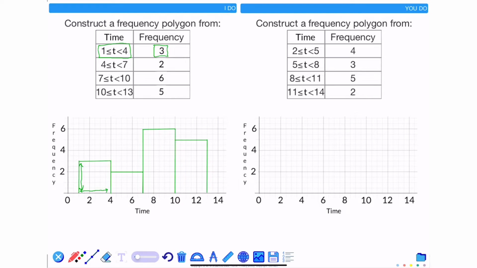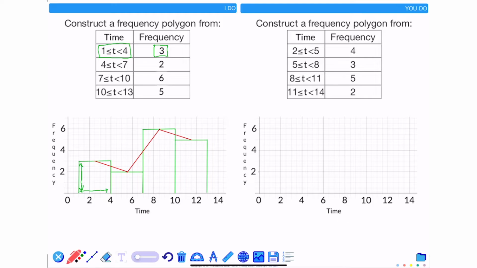In order to draw a frequency polygon, we join the midpoints of each bar up. And the red line now represents my frequency polygon. With practice, you'll be able to do this without the need of drawing the histogram first.